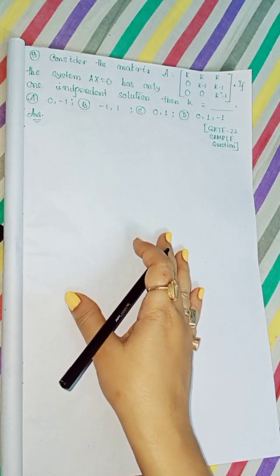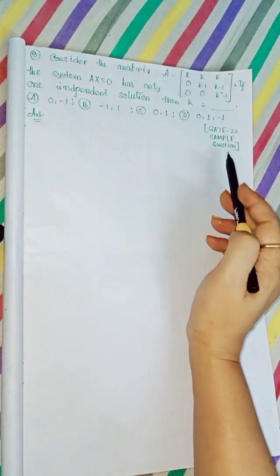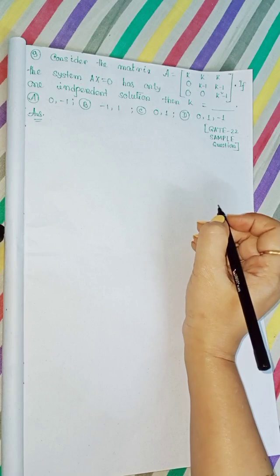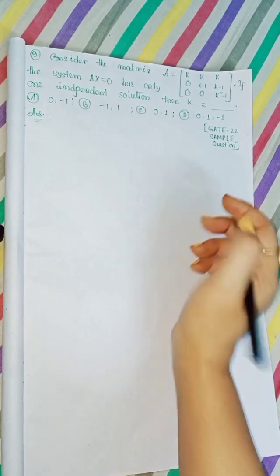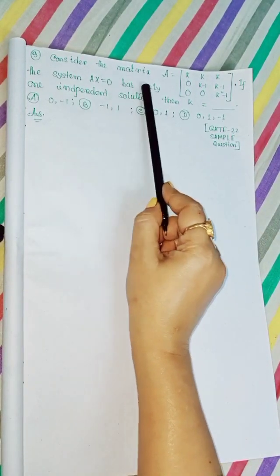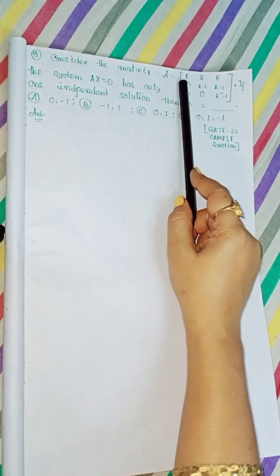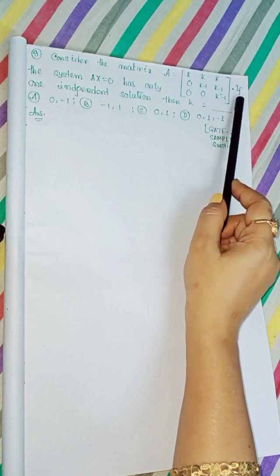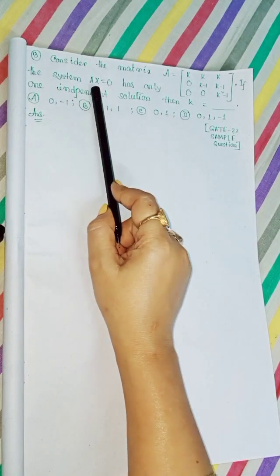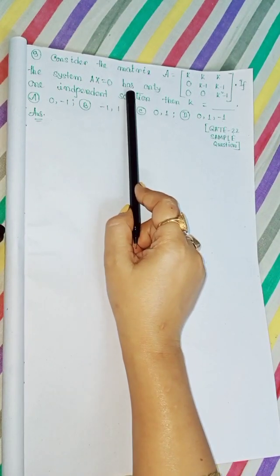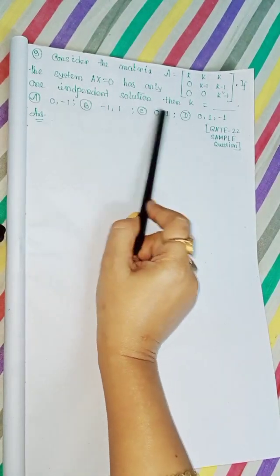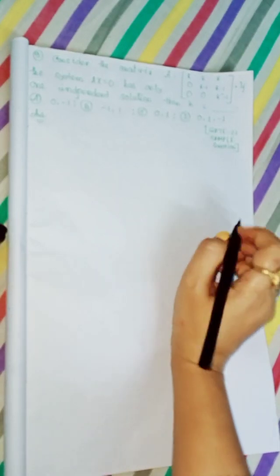Today we solve GATE 22 sample questions of linear algebra. This is regular basis solution and today is question 9. Consider the matrix A is equal to k 0 k; minus 1 k minus 1 0; 0 k square minus 1. If the system Ax is equal to 0 has only one independent solution, then k is equal to what?